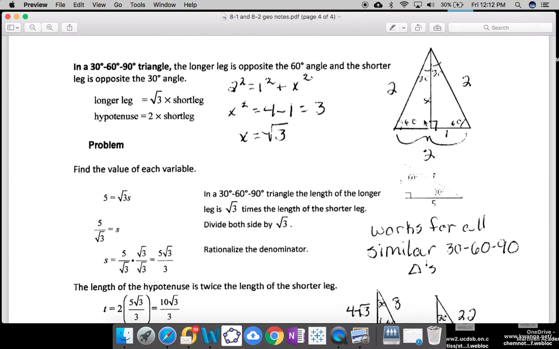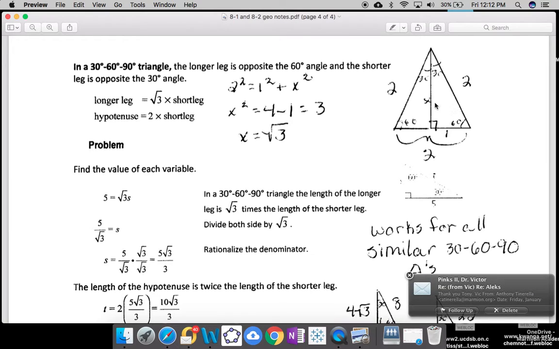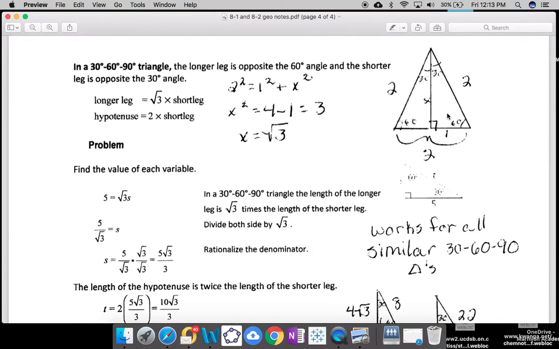So let's look at our 30-60-90 triangle. So here it is right here. This angle is 60, this is 30, it's a right triangle. How do we find these ratios? Well, what we do is we take this right side and we double it. So we have it over here on the other side.